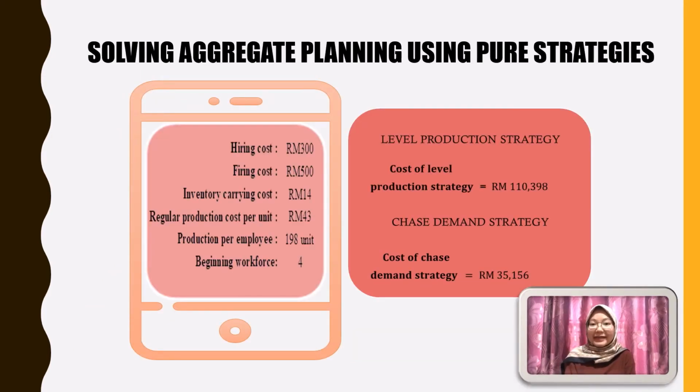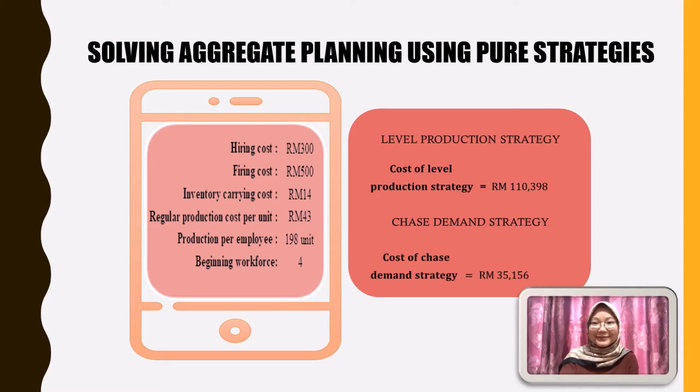Next, solving the aggregate planning using pure strategies. Based on the data given, we can calculate between the level production strategy and the chase demand strategy. Do you know the difference? I have two points for the level production strategy. First, it has constant regular production. Second, it uses inventory to absorb fluctuations in demand. In contrast, chase demand hires and fires workers to match demand. For our product, we find chase demand is the best strategy for the sound speaker production.